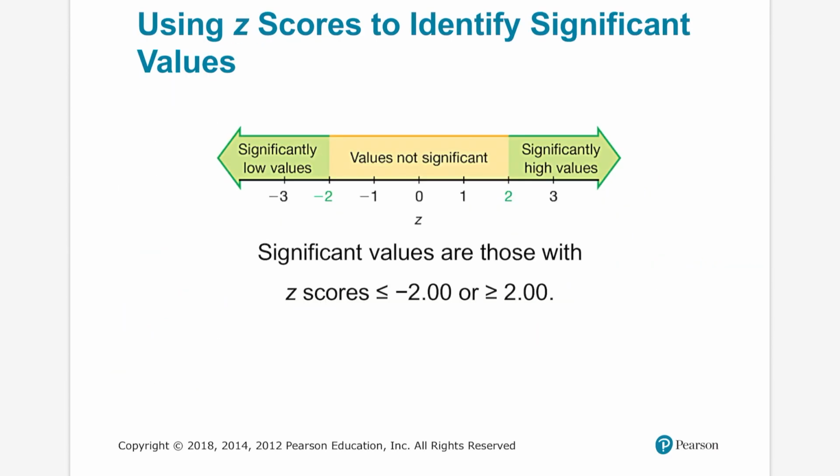We can also use the z-scores to identify the significant values. If the data values have the z-score in between -2 and 2, the values are not significant. If the data values have the z-score of 2 or greater, the values are significantly high. If the values have the z-score of -2 or less, the value is significantly low.